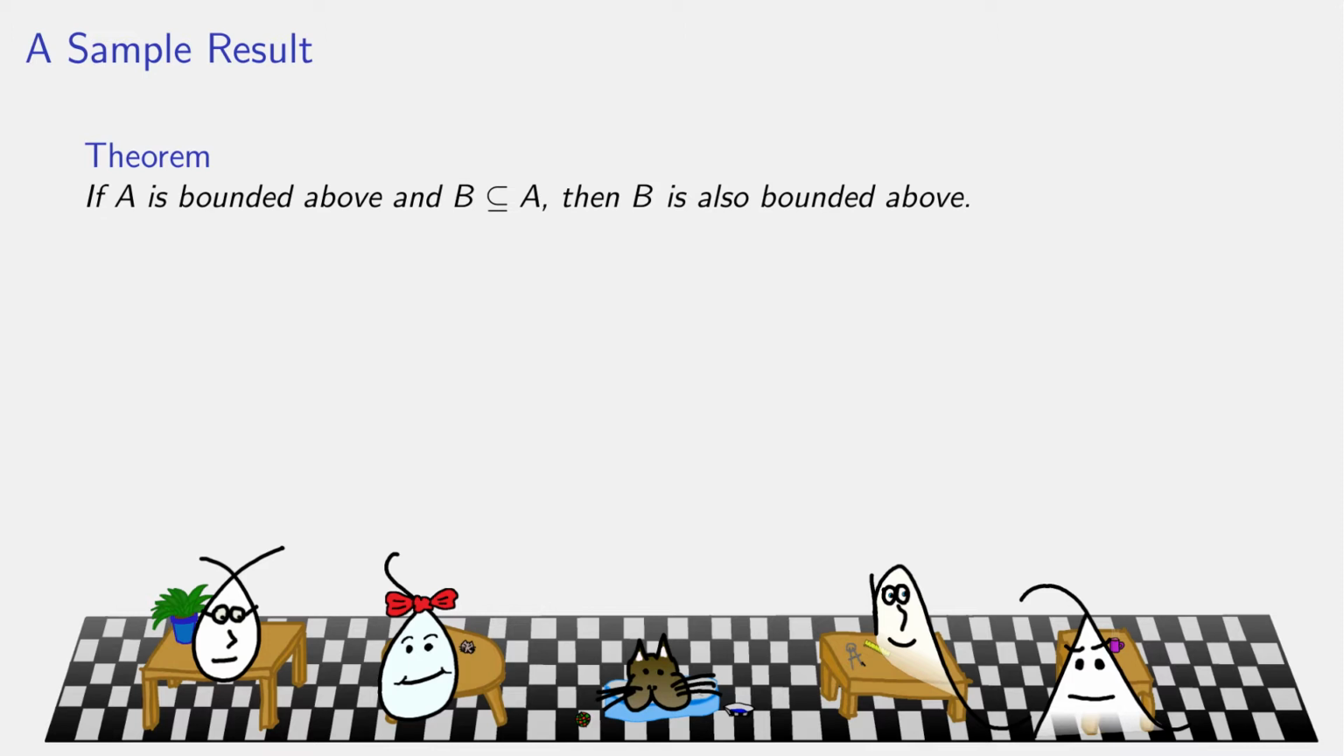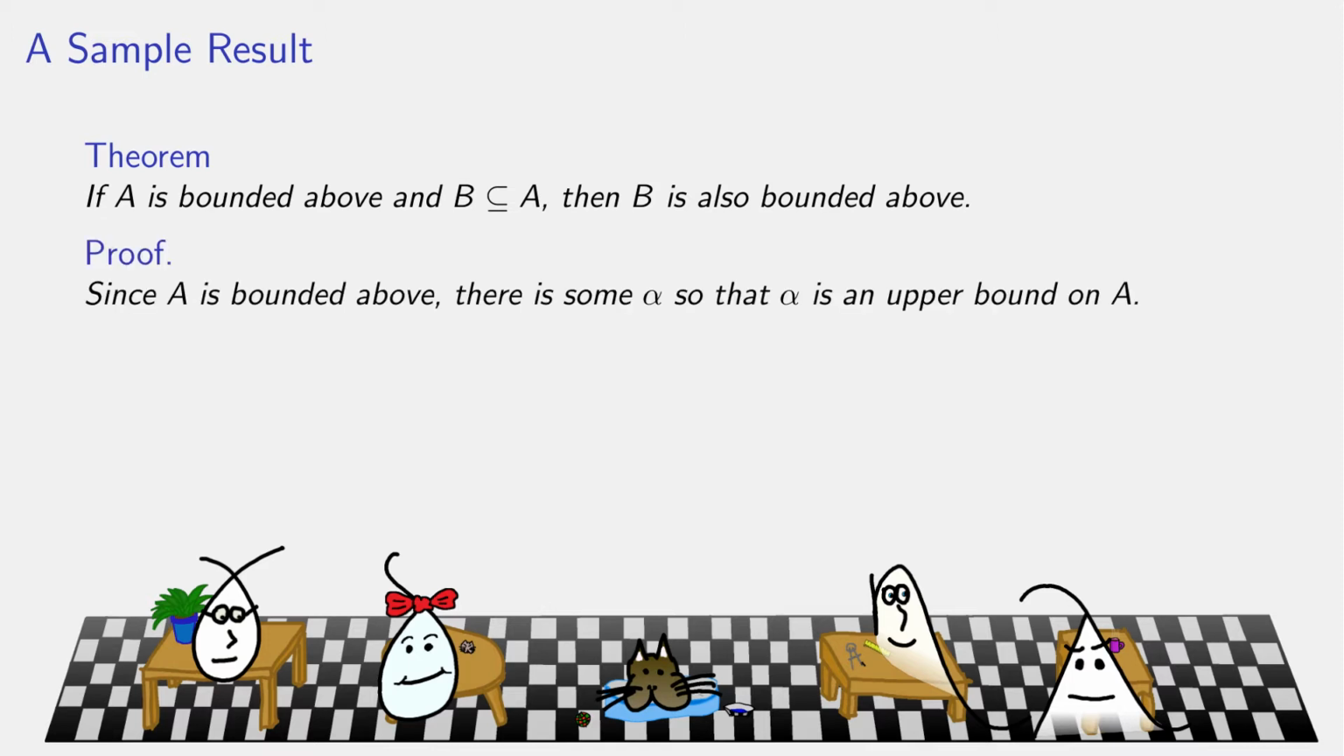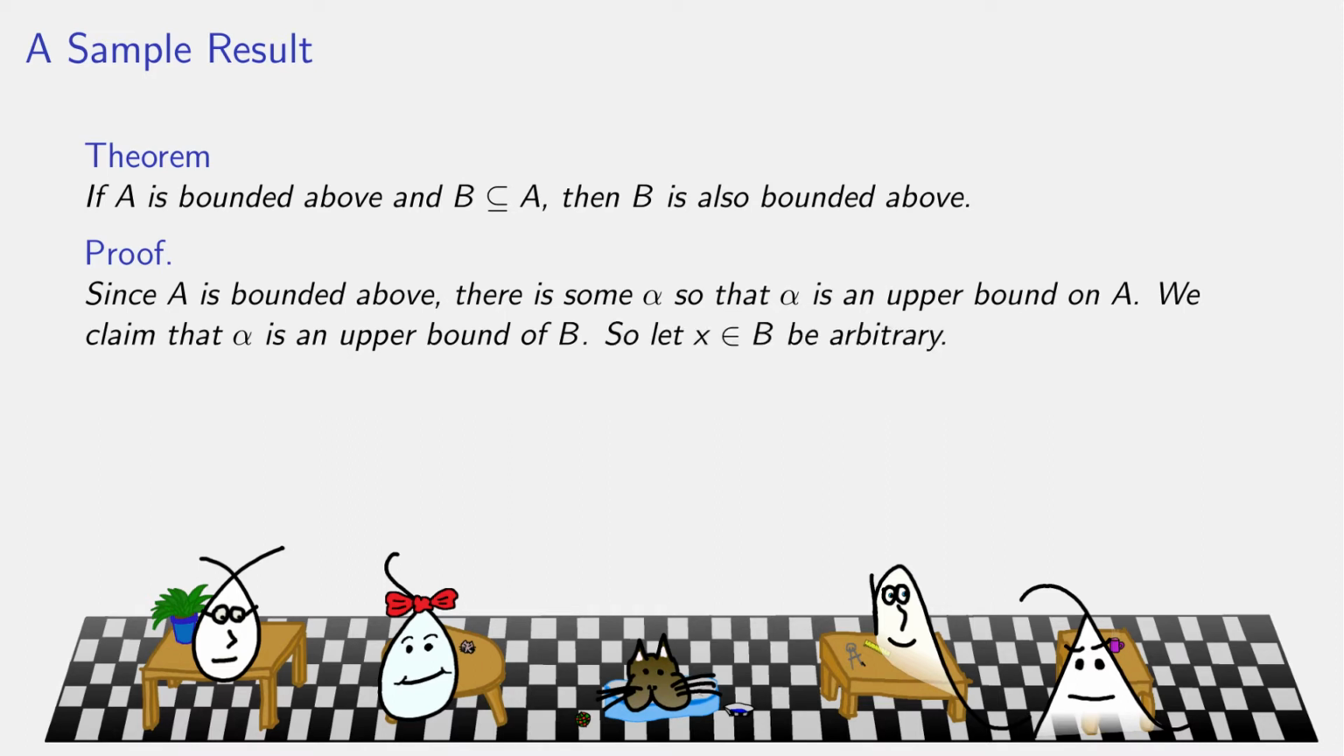Okay, so a quick result. Suppose A is bounded above and B is a subset of A. Then B is also bounded above. So we assume that A is bounded above. What's the definition of that? There is a real number, we'll call it alpha, so that alpha is an upper bound of A. Now we claim that this number alpha is also an upper bound of B. So if I take any element x of B, I need to show that it's less than or equal to alpha.